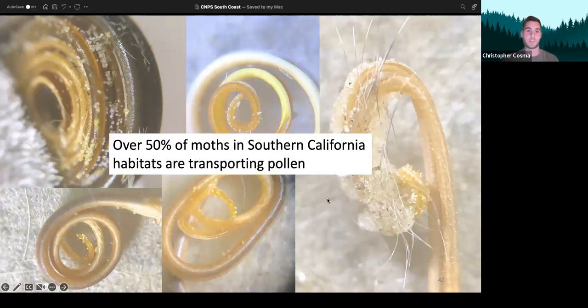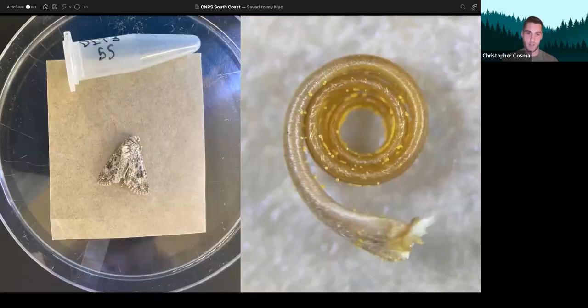And I've found so far in this research that over 50% of moths in Southern California habitats, so across different habitat types here, are transporting pollen. And this is not just our big hawk moths that some of you are probably familiar with as pollinators. You probably see white-lined sphinx in the evenings visiting some of your native plants. But this includes more of the boring gray brown moths that you probably don't even notice, or maybe you notice fluttering around your lights at night. These moths are also out there visiting flowers and potentially helping to pollinate these native plant species. So this is the pollen that I pulled just from this boring little, not really interesting looking moth here.